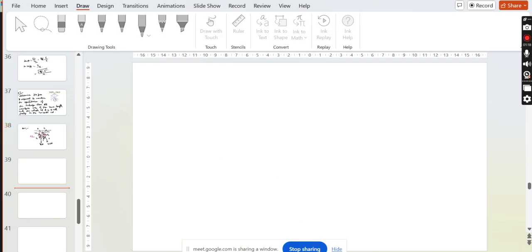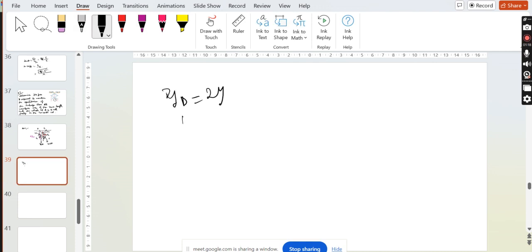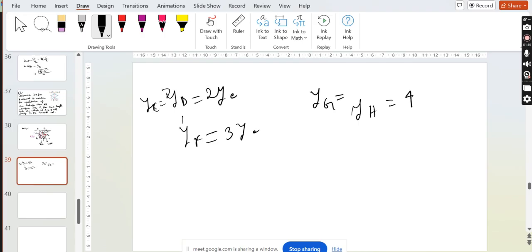So yd is equal to 2yc. yd and ye are the same. yf is equal to 3yc, and yg, ya is equal to 4yc.